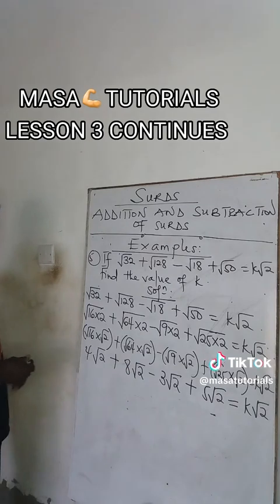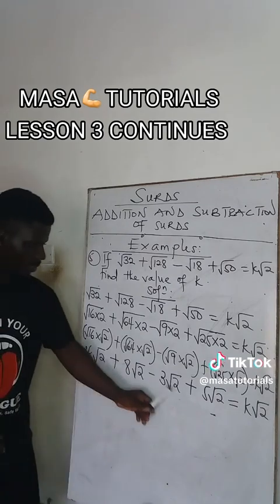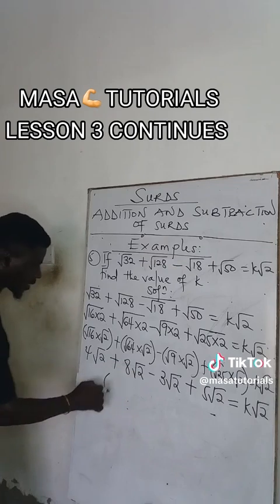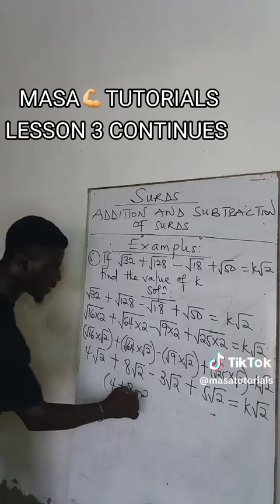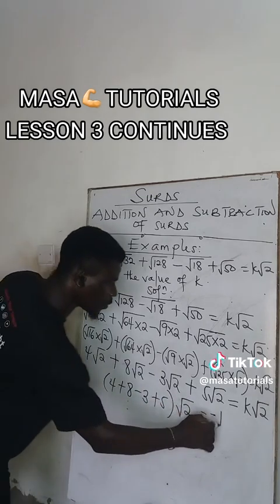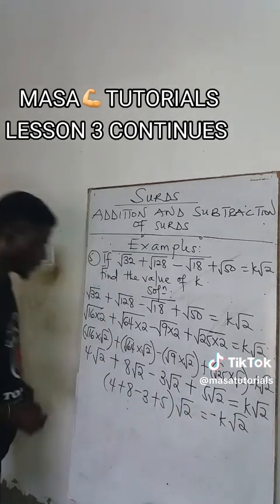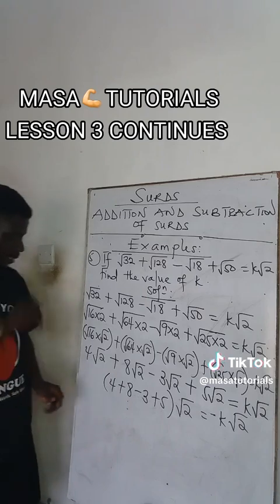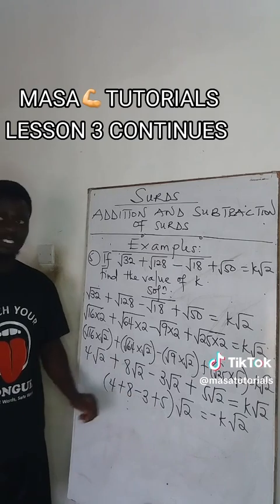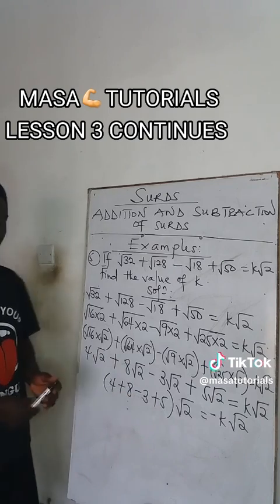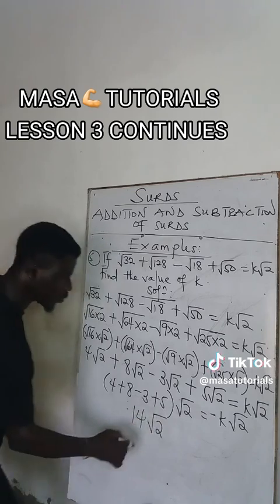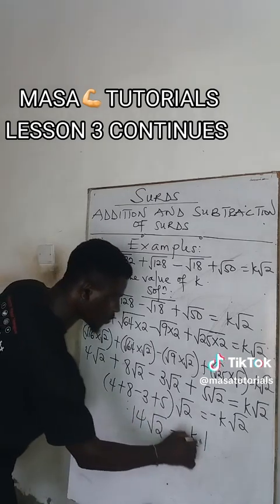2. Now, they have the same square root. So we just add their coefficients. 4 plus 8 minus 3 plus 5, then square root of 2 equals k square root of 2. Now 4 plus 8 is just 12. 12 plus 5 is 17. 17 minus 3 will give us 14 square root of 2, which is equal to k square root of what?